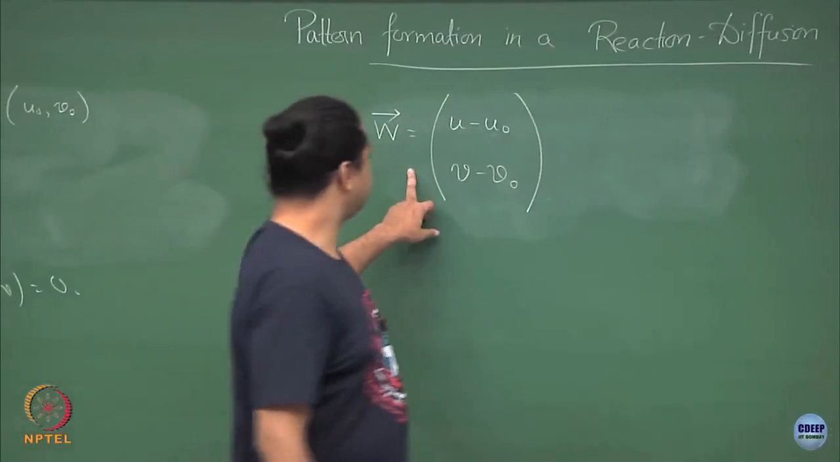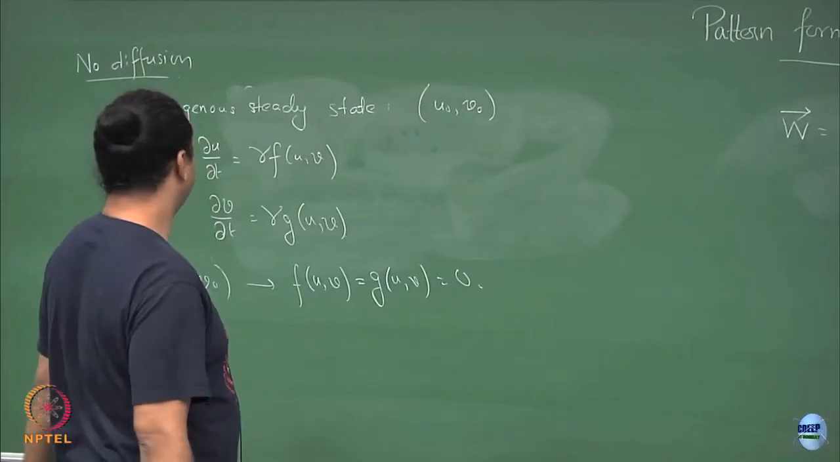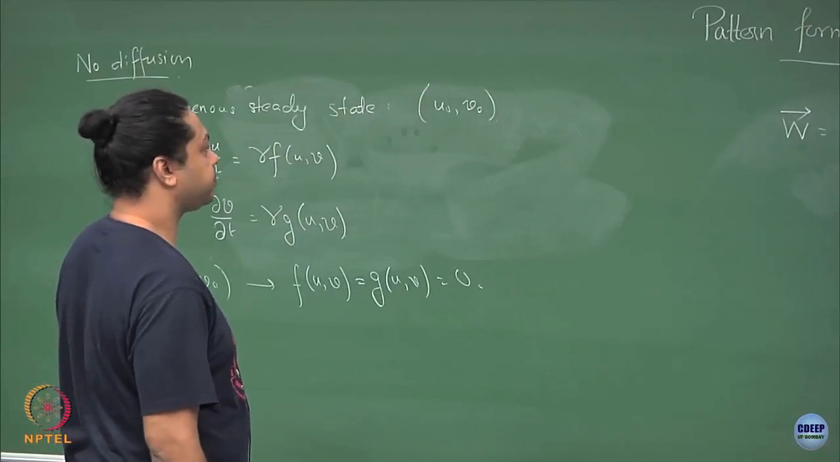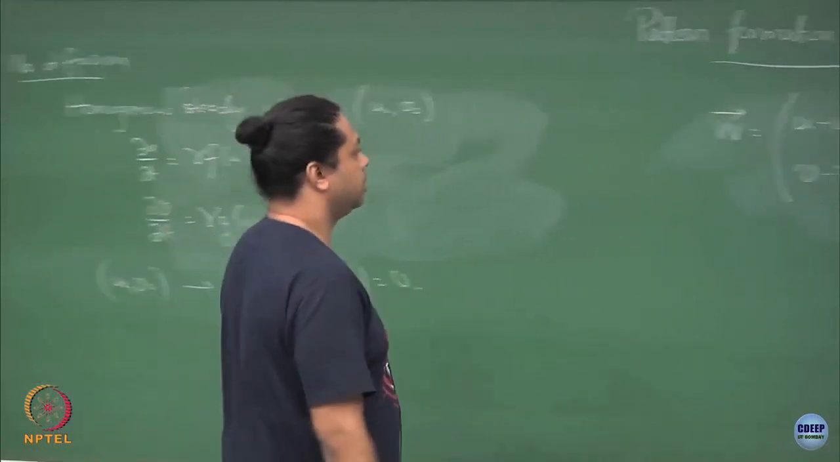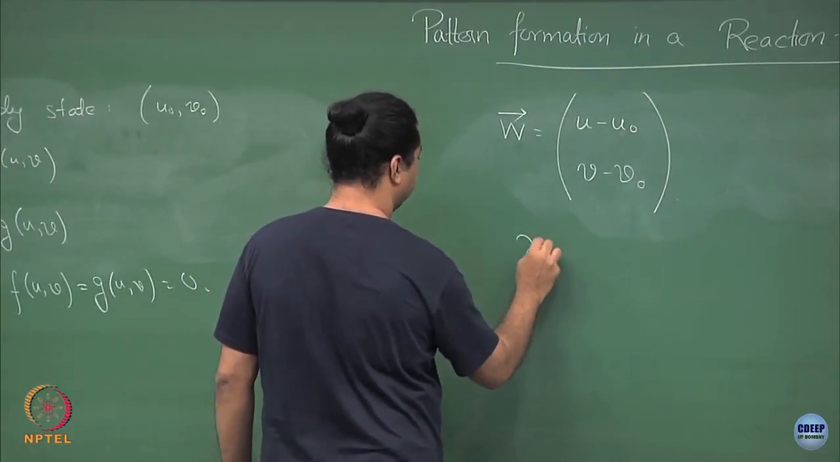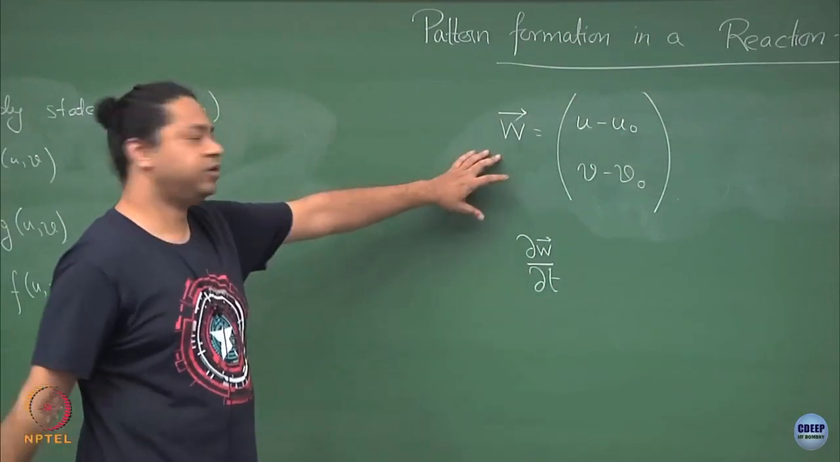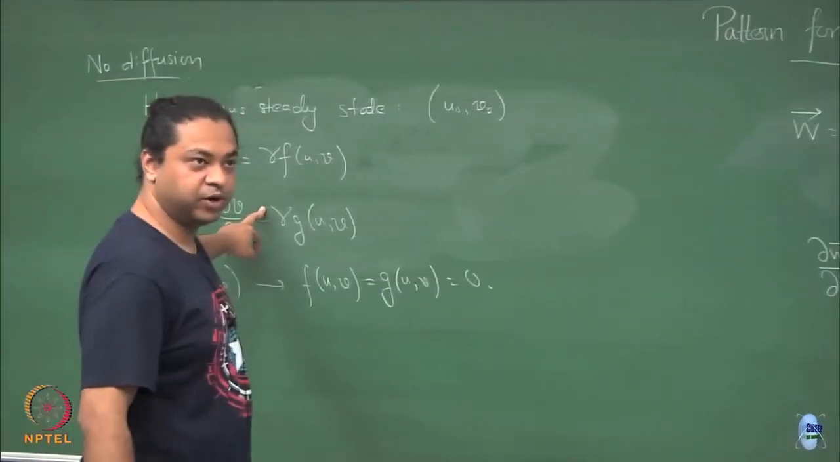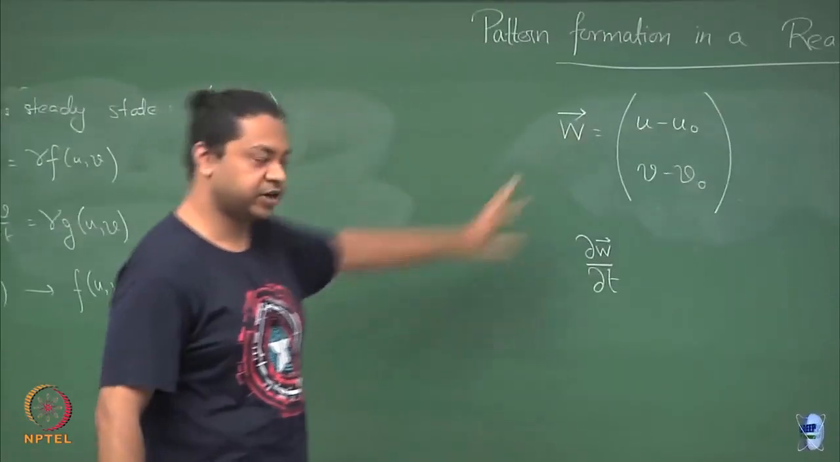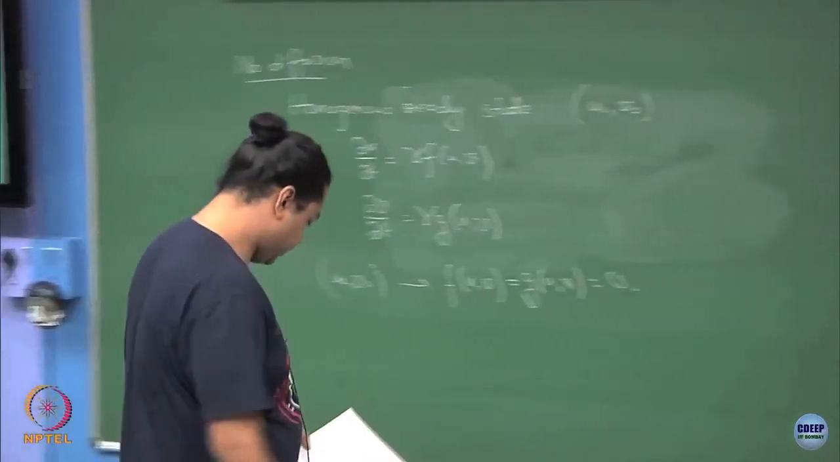So, I can now substitute this w into this equation, right. So, what will I get? I will get del w del t. By introducing w, instead of having to write two equations for u and v, I am just writing it in vector form. So, I will just write it together. So, del w del t is going to be what?